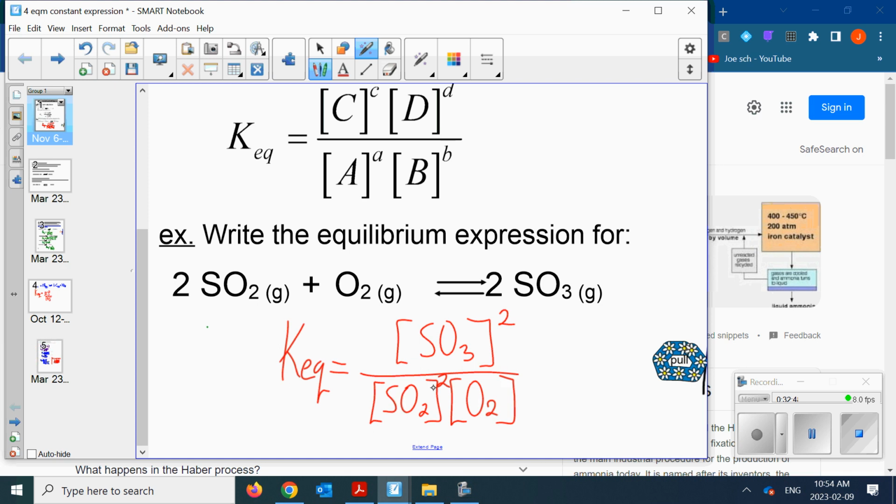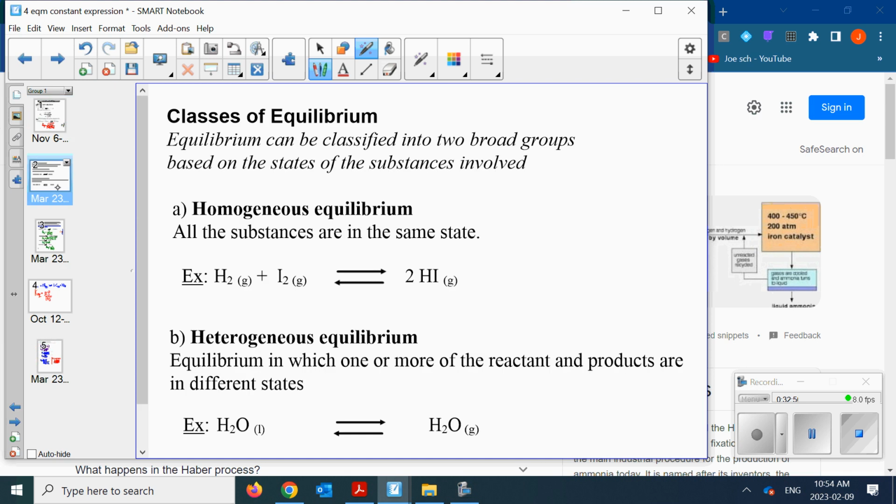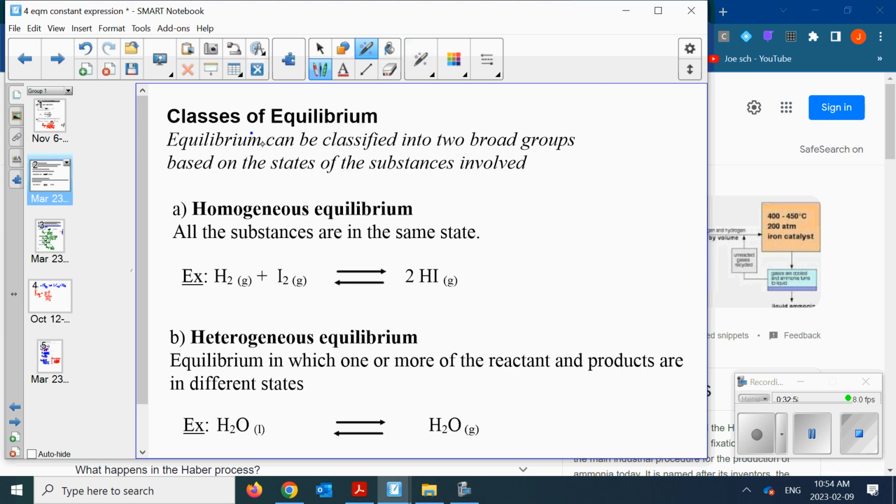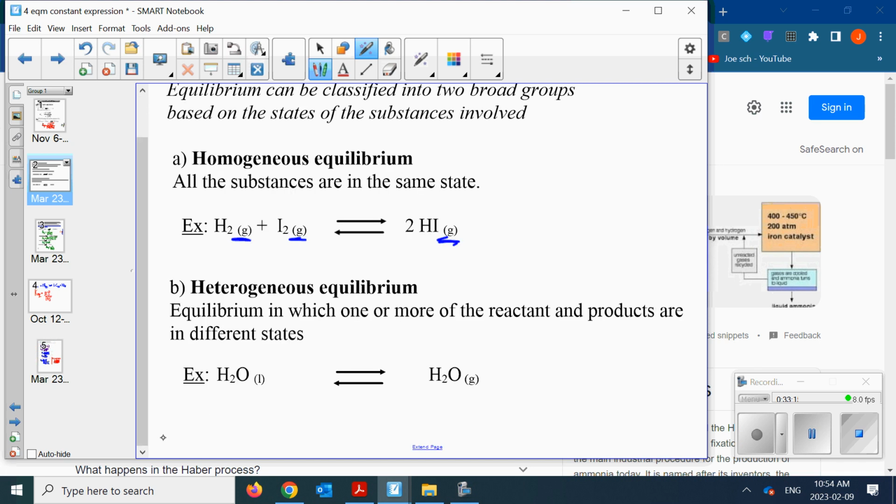Now, on that reaction, you'll get some practice. But don't write this up. I think this is good to just know. Classes of equilibrium, 2 broad groups. Homogeneous, homo means same as a prefix, right? So this is where all the substances are in the same phase. These are all gases. So that's simple. That's what we just had. Heterogeneous, different, right? That means you have some liquid.